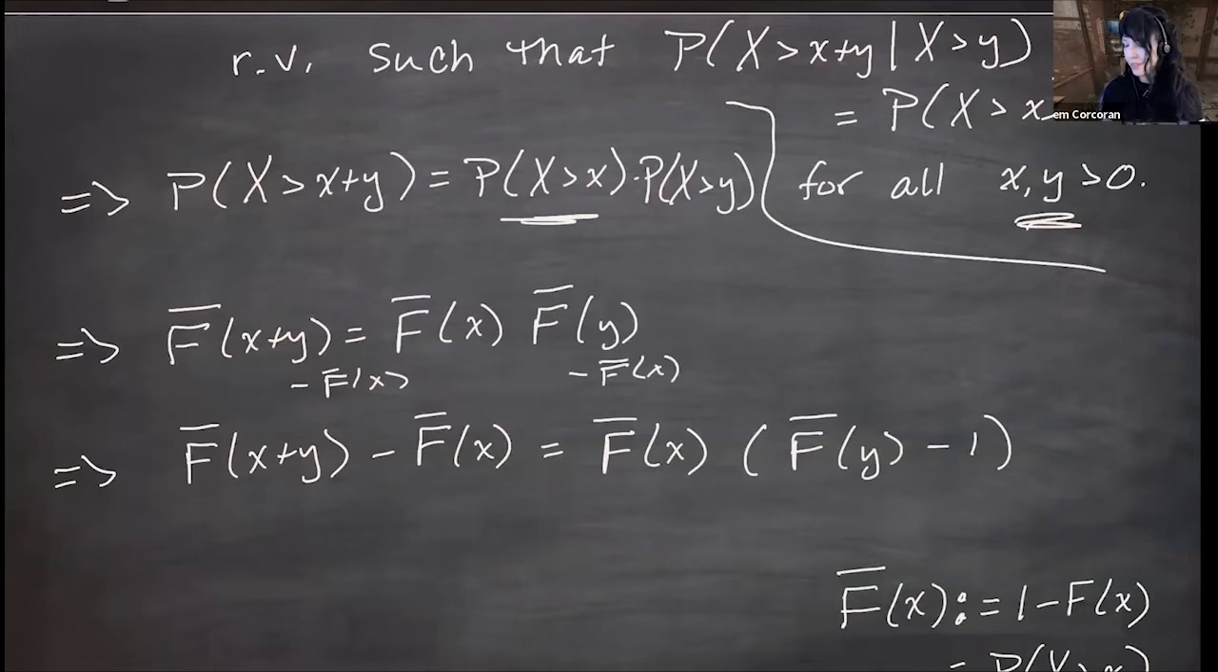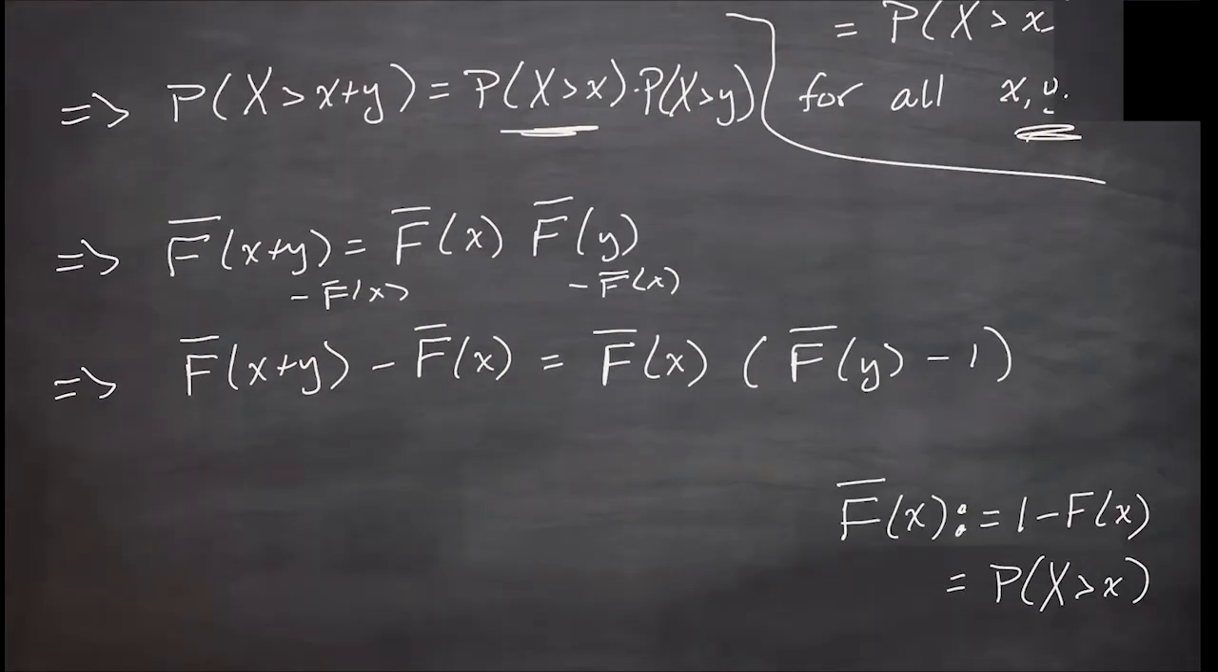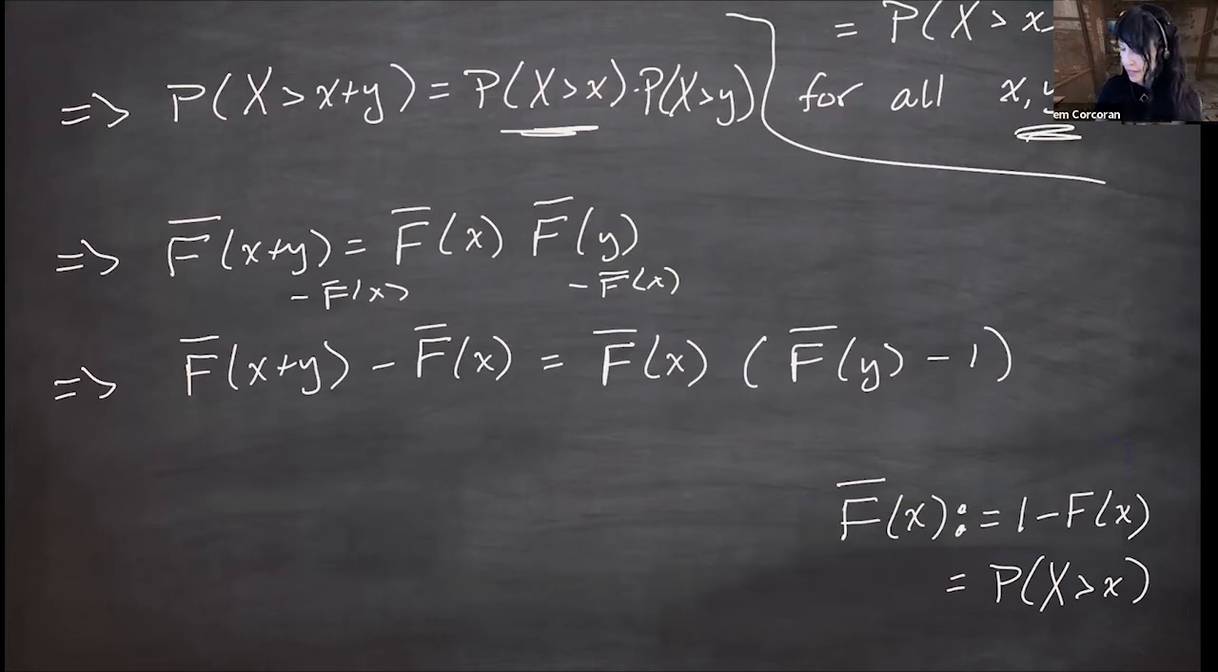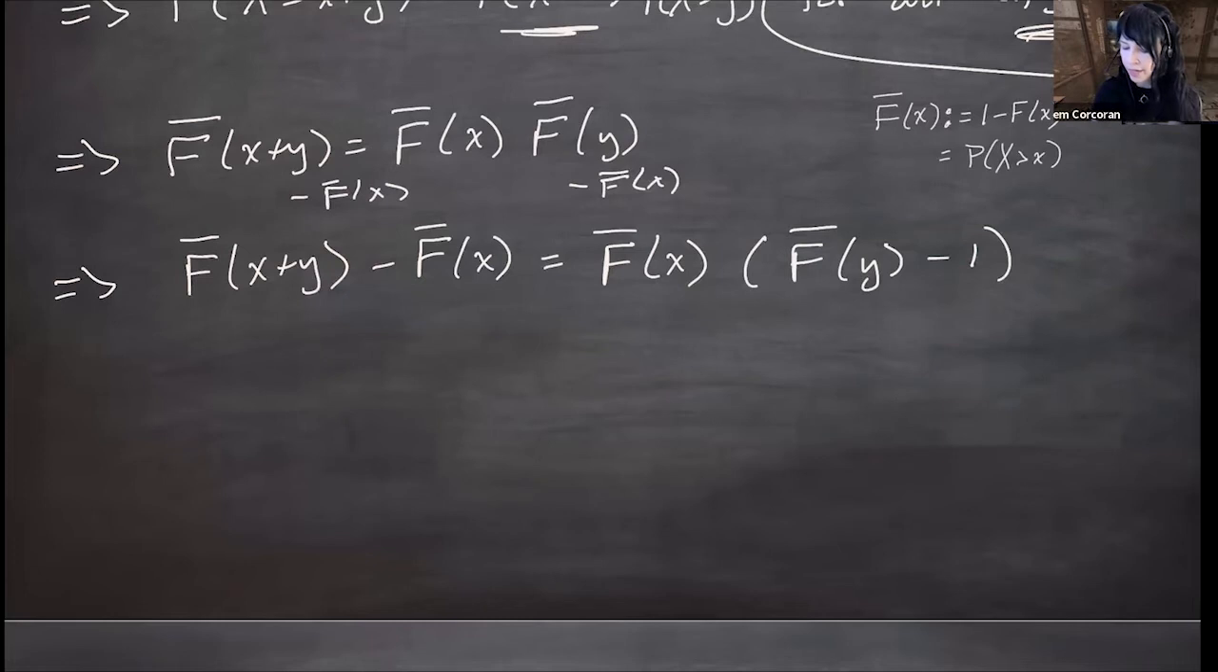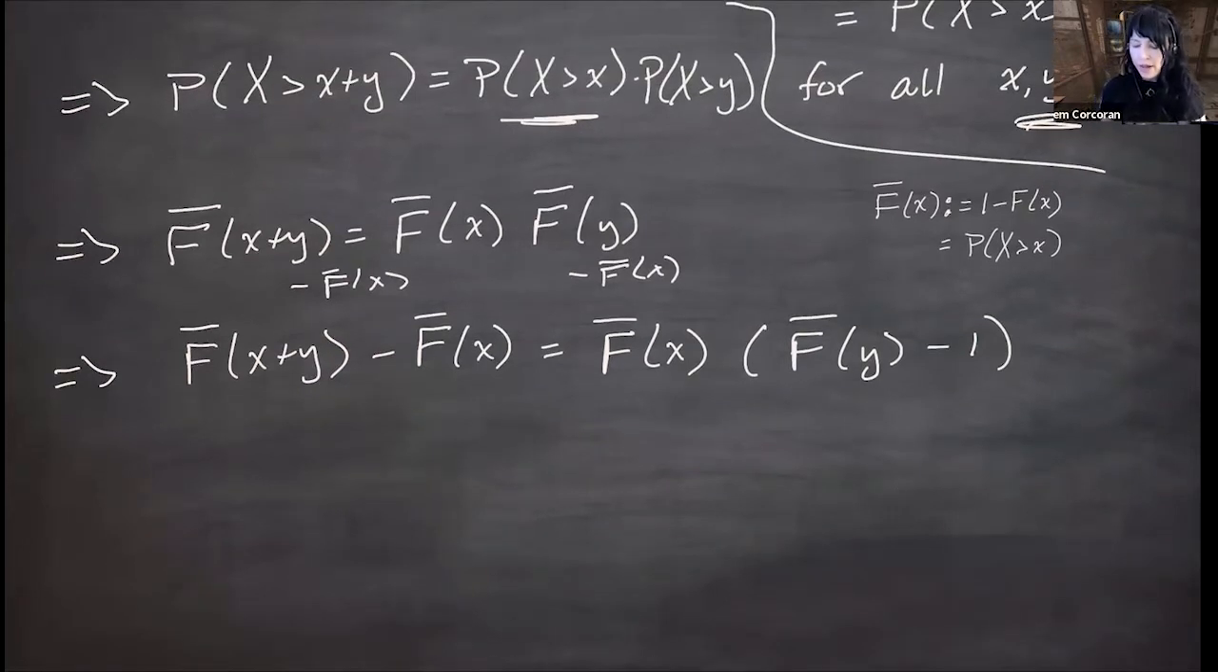Some of you know where I'm going, maybe, and that is I'm trying to see a derivative and make a little differential equation. If I divide this left side by y and then let y go to 0, then the limit is the capital F bar derivative of x at x.